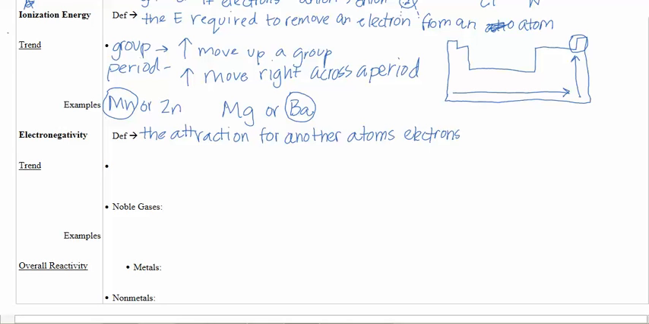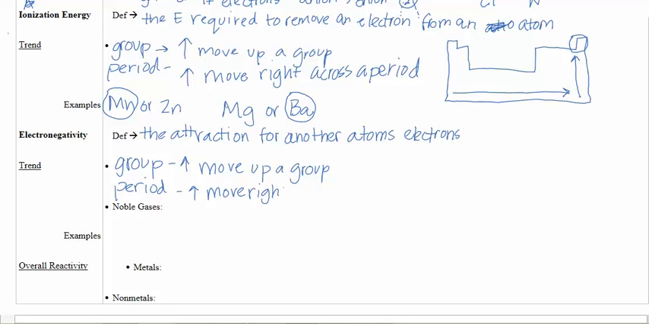So the group trend increases as you move up a group. So if you'll look, it's just like ionization energy. And the period trend is it increases as you move right across a period.